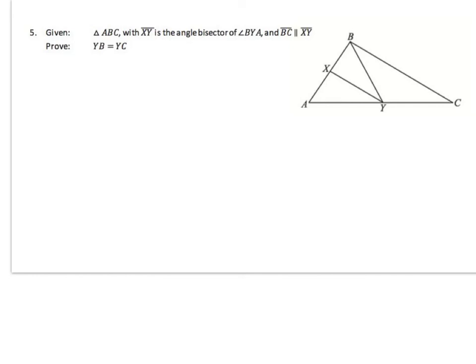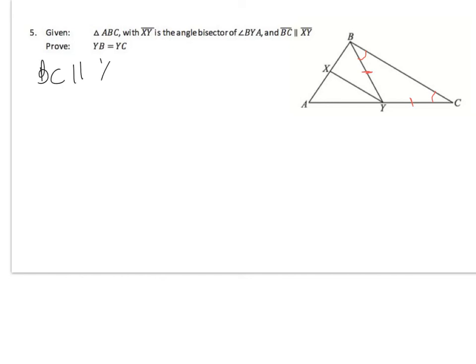Given triangle ABC with segment XY as the angle bisector of angle BYA, and BC is parallel to XY. Prove YB equals YC. So we're trying to prove that this is congruent to that. If I can prove these angles are congruent, then we can say those sides are congruent. But let's see if we can even do that. All right, so let's write down what we know.